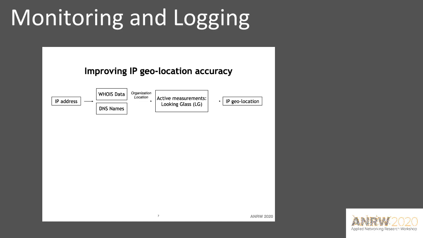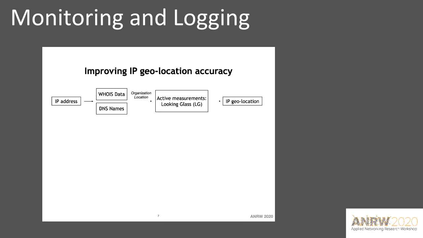And to find this location, we propose a very simple method for geolocating IP addresses that relies on a very simple idea. A location of a router can be greatly narrowed down if we probe it from inside its AS. To this end, we take the following steps. We first determine the owner and the possible location of the IP address by extracting information from whois data and DNS names.